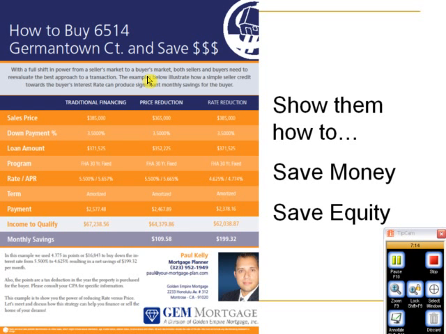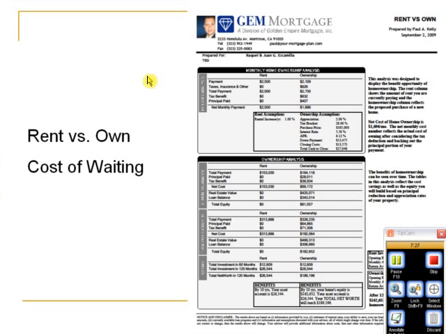The seller's buy down is a great tool. It gives buyers more purchasing power despite rising rates, and sellers a way to retain more equity and attract more buyers to their homes. Now, the rent versus own report and the cost of waiting report will show buyers the cost of delaying purchasing their home.